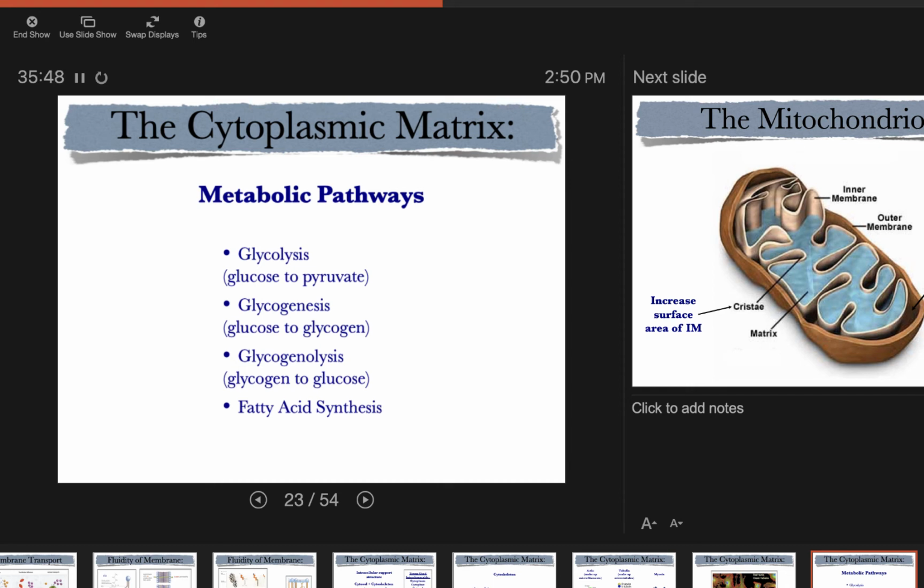Glycogenolysis is the opposite. Remember lysis? That means to break. So this is going glycogen to glucose. So you can store that glucose and get it back.